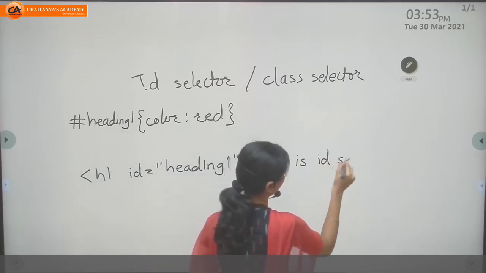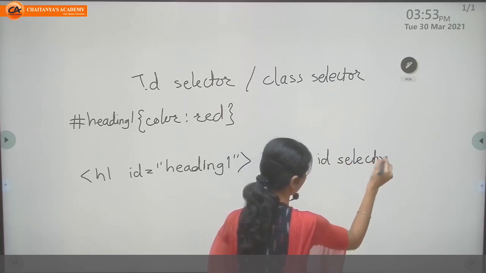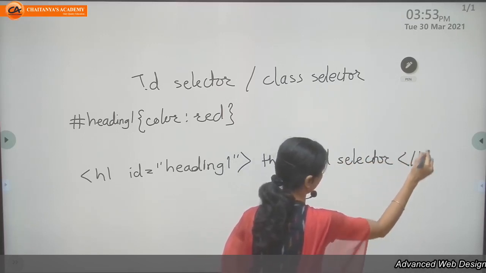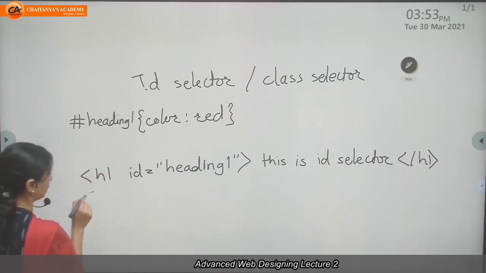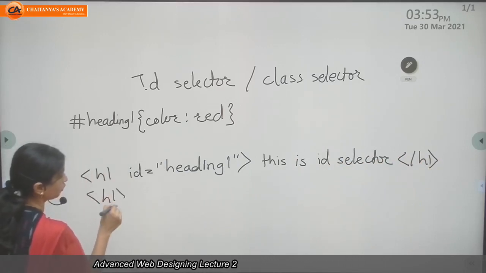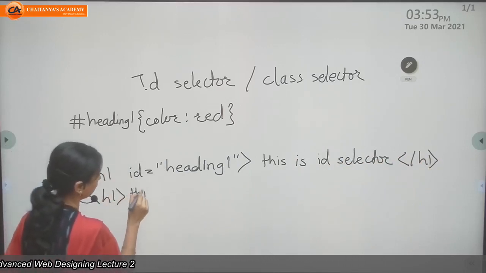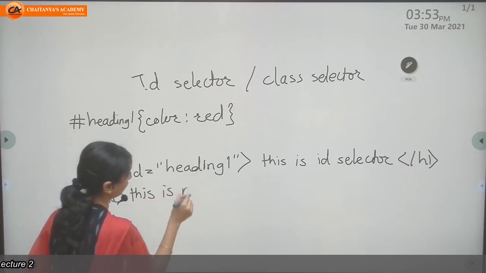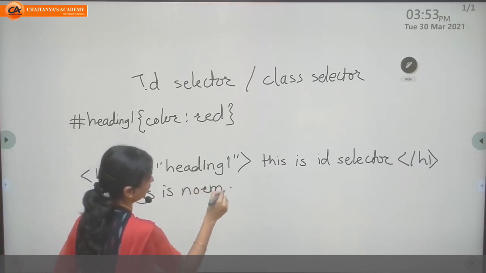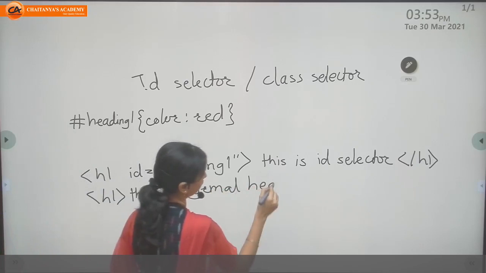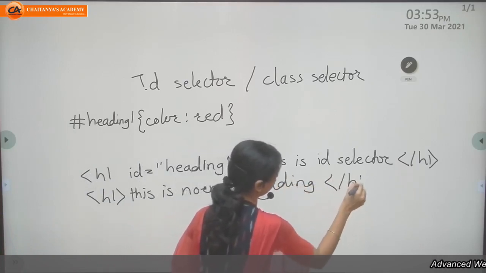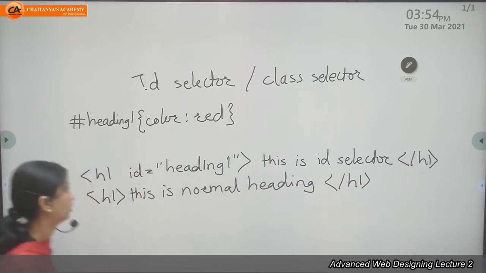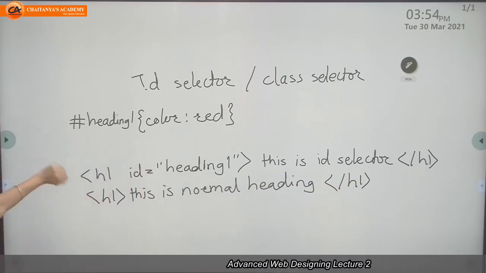This is ID selector. End of h1. And if I write here h1, this is normal heading. End of h1. Now what will be the change in our program?